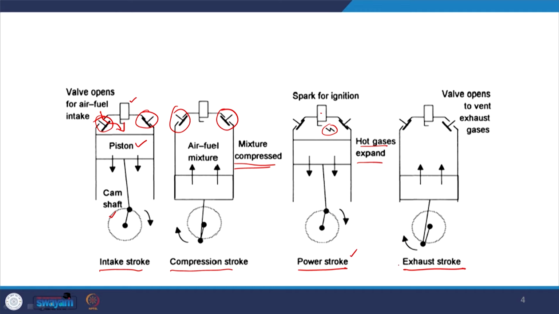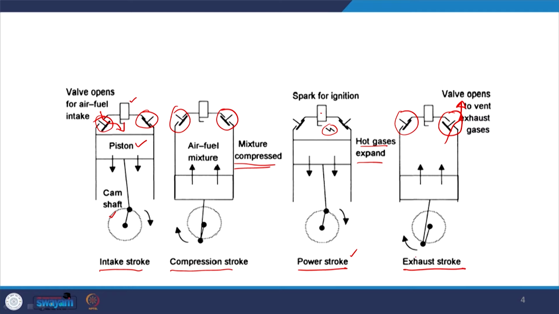And in the exhaust stroke, we can see that the exhaust valve gets opened, as you can see in this figure, and the exhaust gas comes out from over here. In this case, our inlet valve remains closed. So these are the four steps: the intake stroke, compression stroke, power stroke, and exhaust stroke.